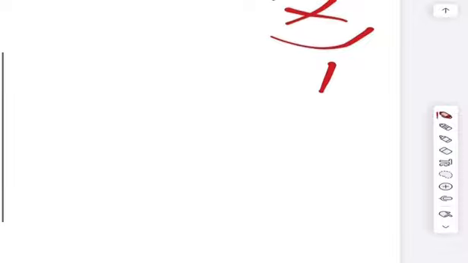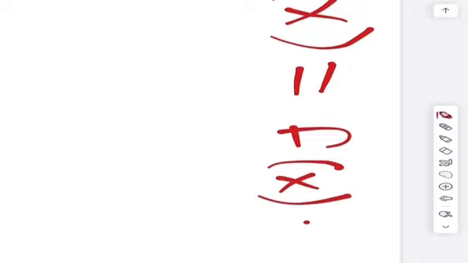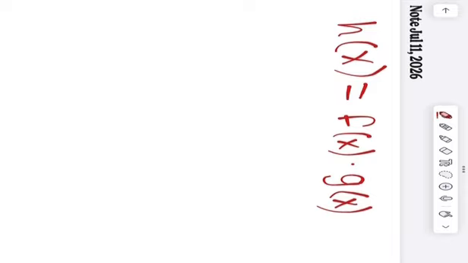h of x. And h of x is defined as the product of f of x and g of x. Now, how do we find the derivative of this?